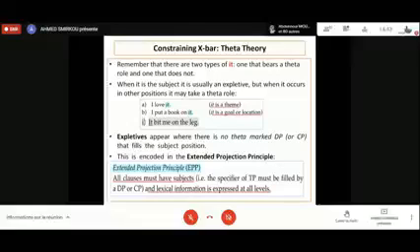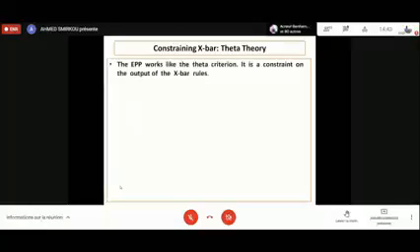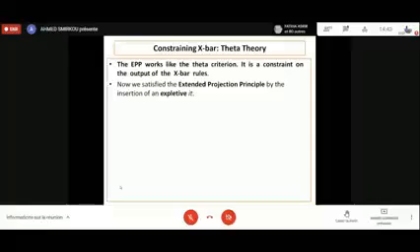All clauses must have subjects. So the EPP, the extended projection principle, which requires all clauses to have subjects, works like the Theta Criterion. It's a constraint on the output of the XBAR rules. Okay? It should be closer to the Theta Criterion because they have the same function. They rule out ungrammatical sentences.